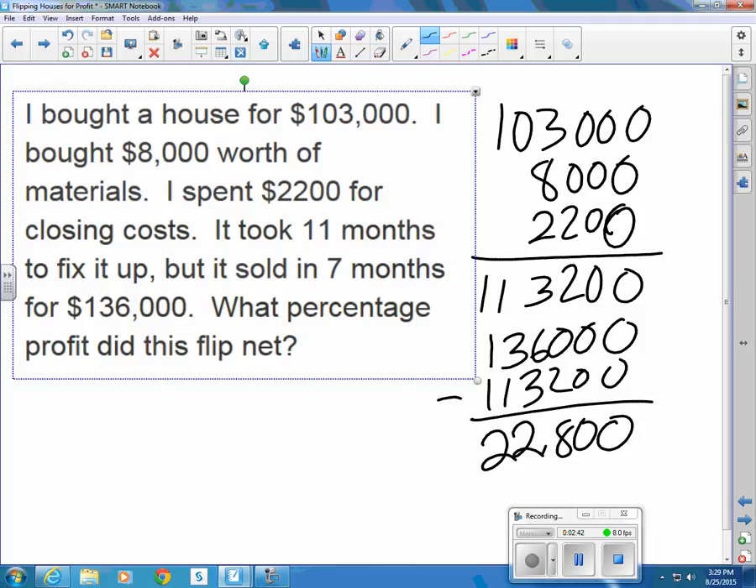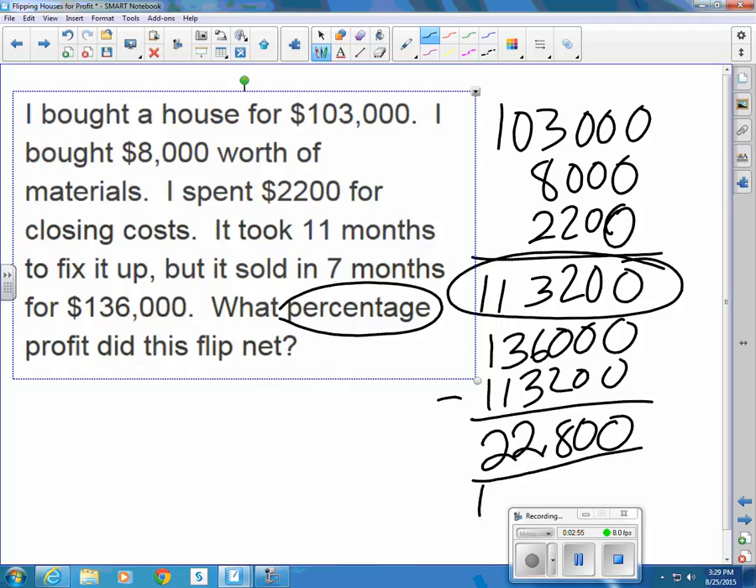So that's my profit, but it's asking for a percentage profit, percentage of what I spent. I spent $113,000. So if I divide my profit by how much I spent, and that tells me 0.21. Well, that is 21%. So I can multiply whatever fraction or whatever decimal I get by 100 and convert it back to percentage.